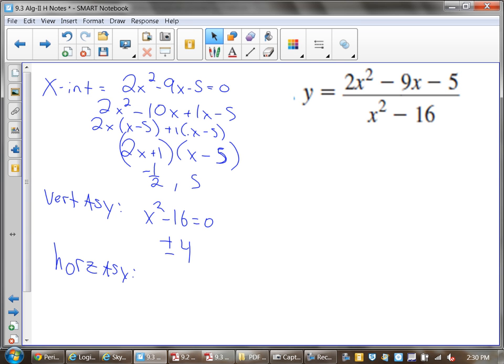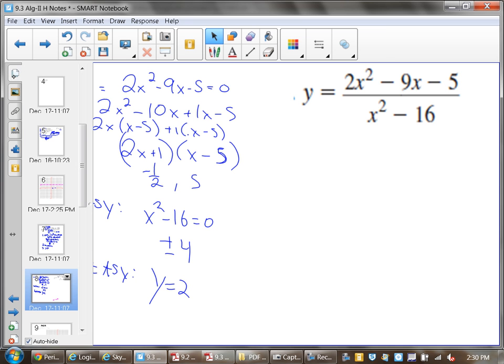So the horizontal asymptote, since the degrees are the same, they're both second degree polynomials, I look at the coefficients. What's the coefficient in the numerator then? 2. And the denominator? 1. So it's at y equals 2. The rough sketch of the graph then.